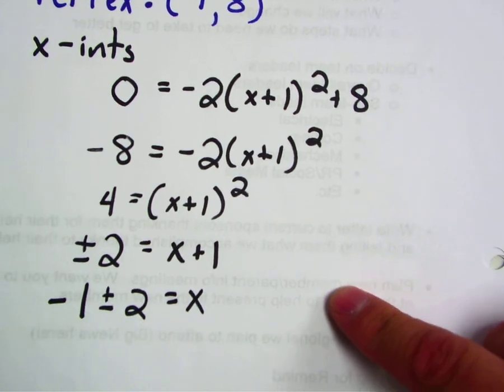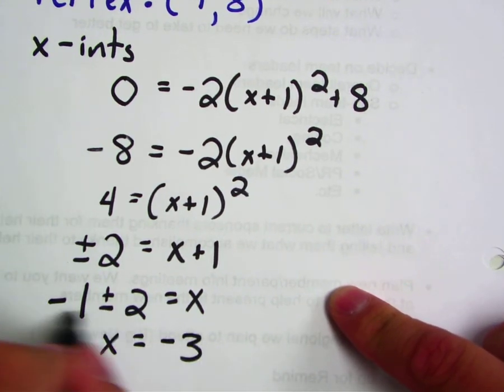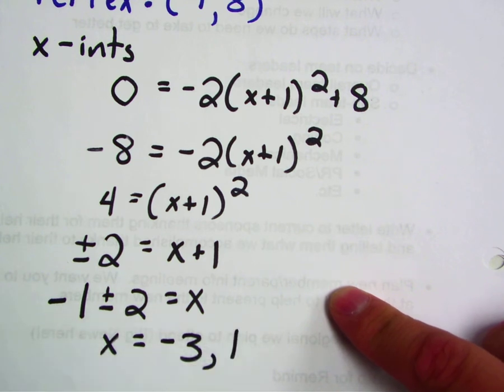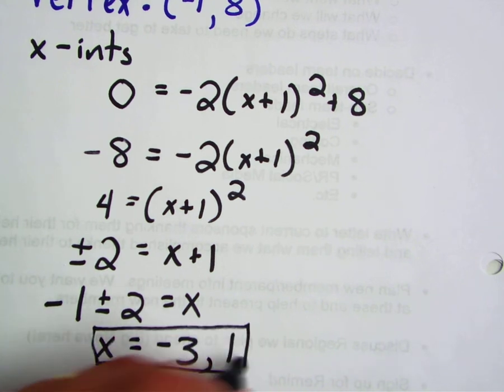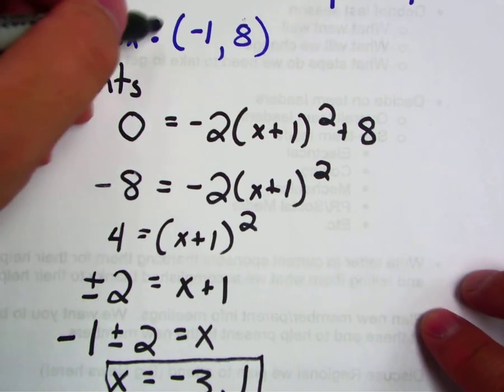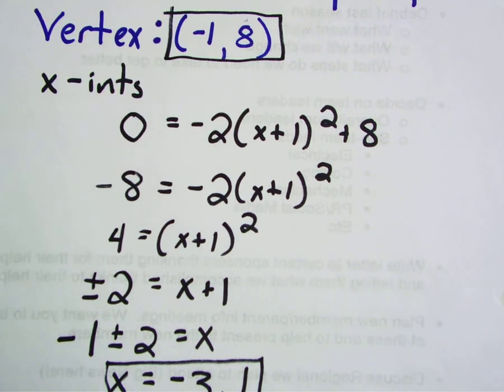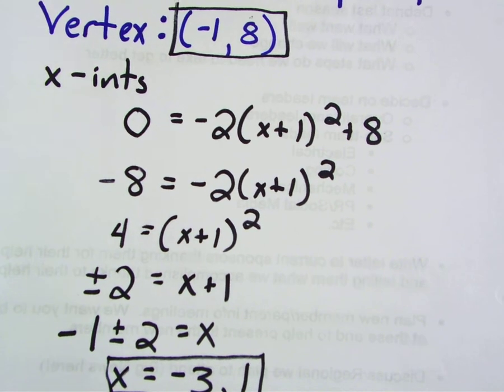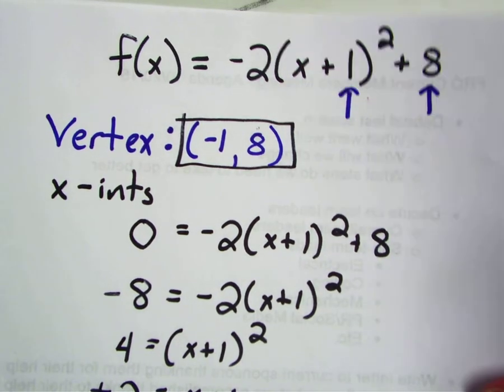And so we have two solutions. X could either be negative 3 if we had minus 2, or it could be positive 1 if we had plus 2. And so now we have our x-intercepts here, our vertex up here, and the last thing we would want to look for is our y-intercept. Now to find our y-intercept, what we're going to have to do this time is plug in 0 for the x value.